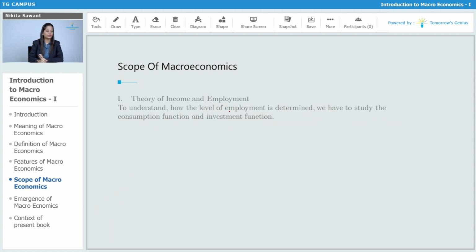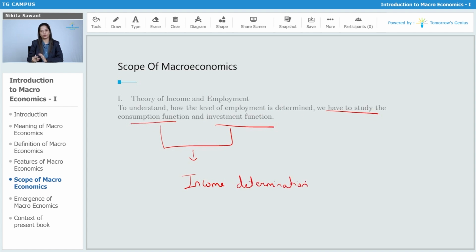To understand how the level of employment is determined, we have to study the consumption function and investment function. So in order to know the level of employment in the country and the rate of unemployment, we have to study the consumption function and the investment function, which is covered in detail in a chapter called income determination. So you will be studying both these functions in detail in the chapter called income determination.